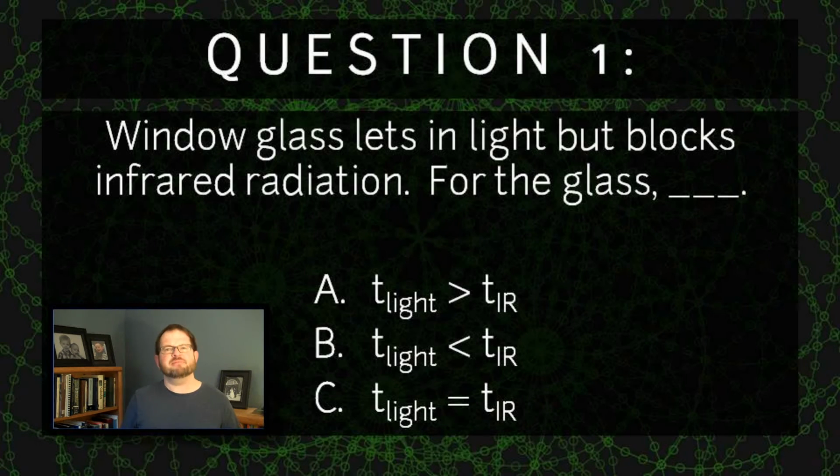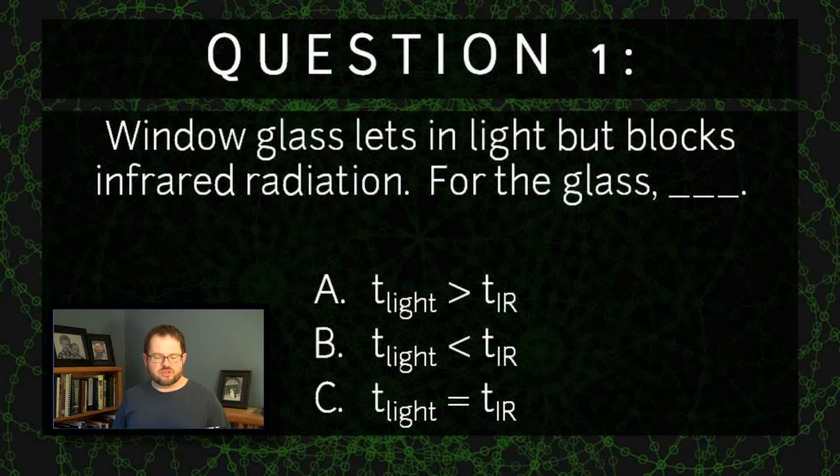Okay, think about a window. Window glass lets in the light from the outside world. Light comes through the window, but it blocks infrared radiation. That's part of how they make windows. They're treated with a coating that blocks infrared radiation. That way, like on a hot summer day, the hot objects outside aren't emitting radiation. Well, they are emitting radiation, but that radiation can't come through the window and warm up the inside of the house.